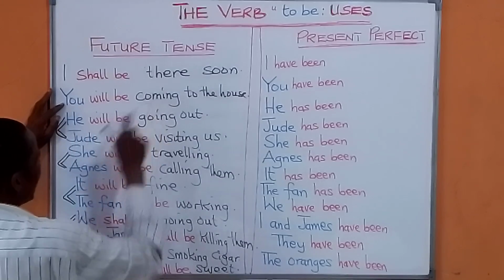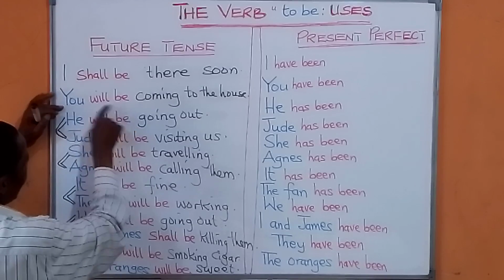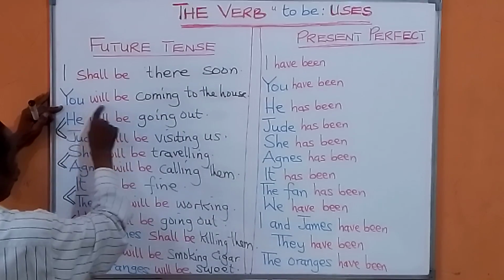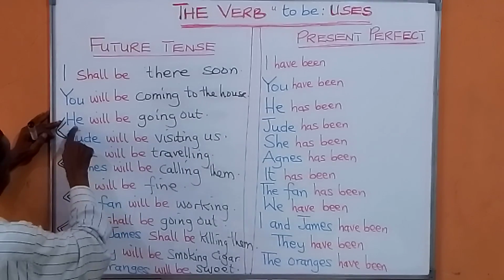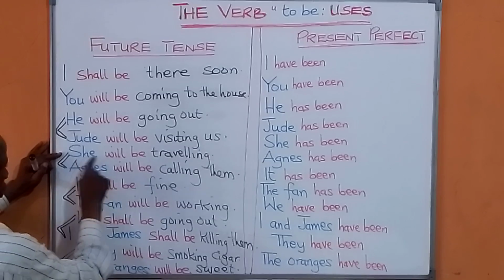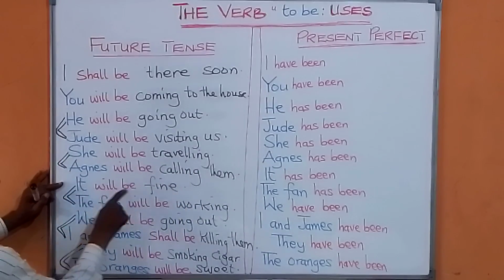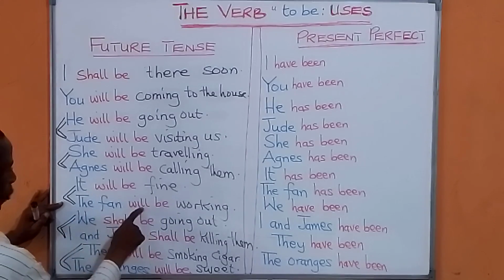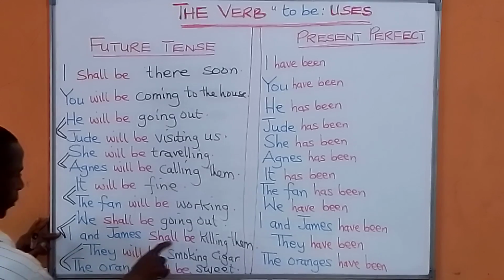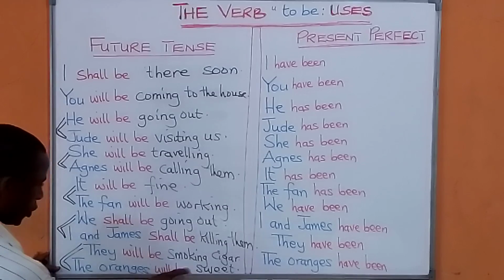Future tense. You will be coming to the house. Look at will be. Remember, will be in red. I shall be there soon. You will be coming to the house. He will be going out. Jude will be visiting us. She will be traveling. Agnes will be calling them. It will be fine. The fan will be working. We shall be going out. I and Jeff shall be killing them. They will be smoking cigarettes. The oranges will be sweet.